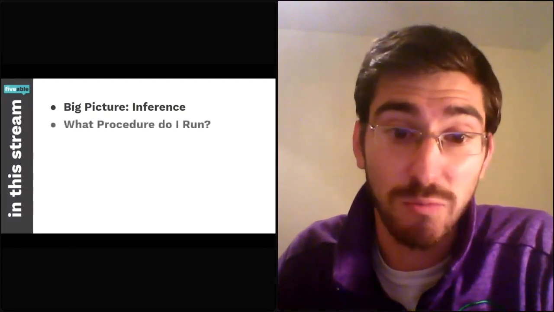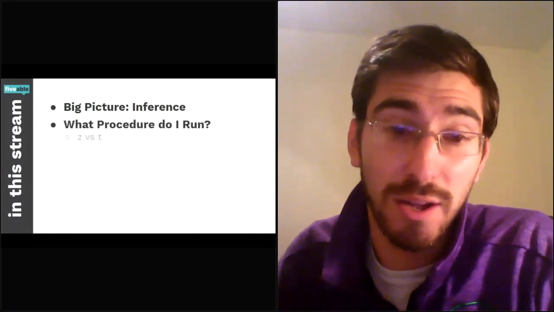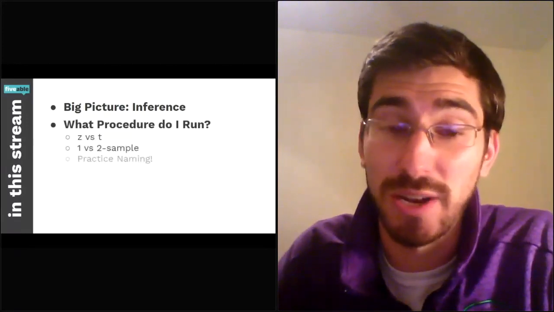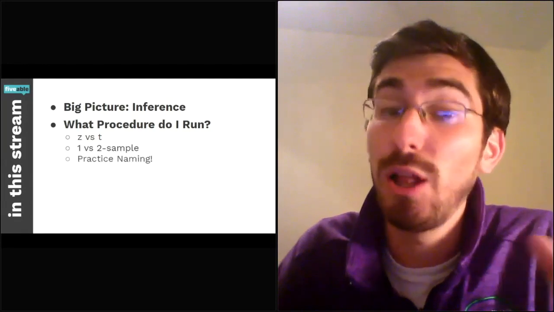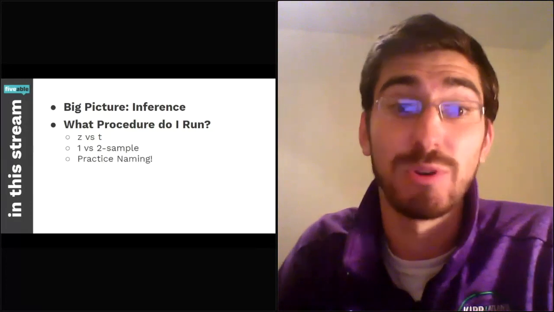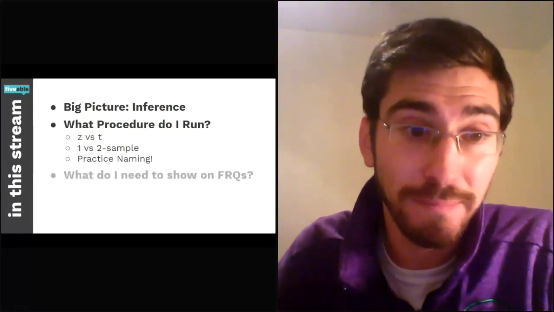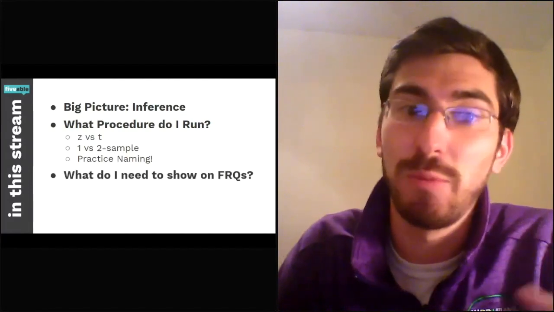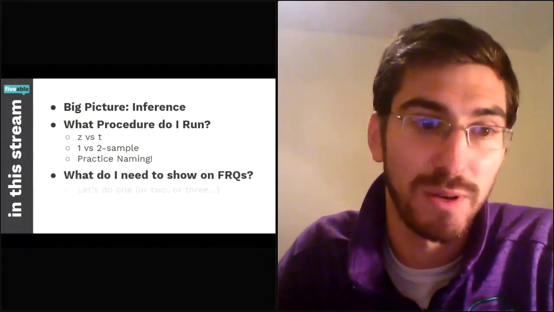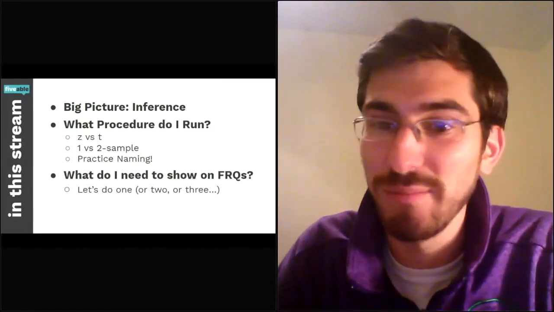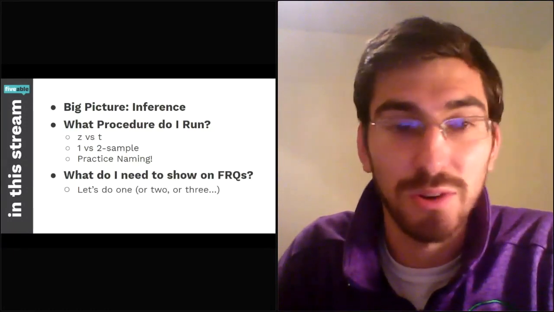We're going to practice what procedure to run, whether it's a Z procedure, T procedure, one sample versus two sample, and actually do some practice naming them, looking at some recent free response questions that I think would be representative of ones that we might see in the future. Then we'll talk about specifically what you need to show to get as many points as you possibly can on those free response questions. So we'll probably do 1 or 2 or 3 of them. So let's hop in.